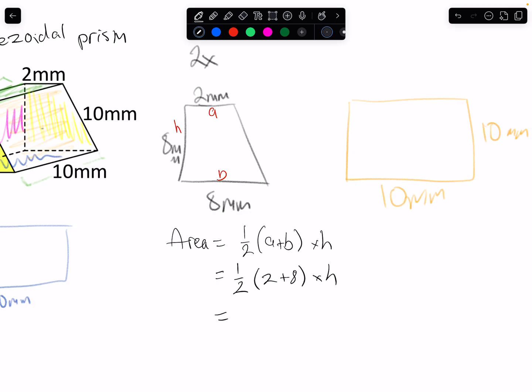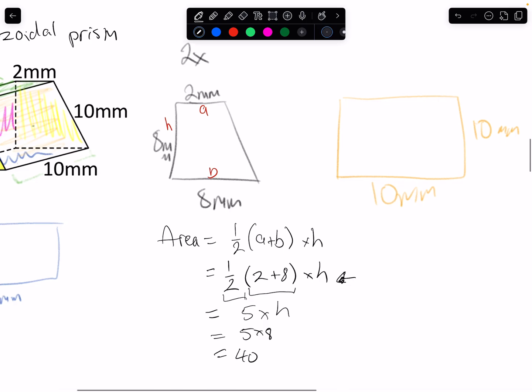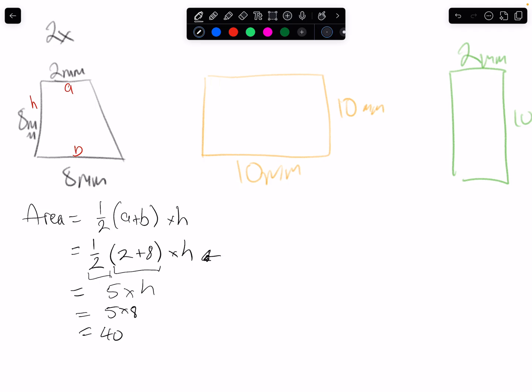So half of 2 plus 8. So the way that you do that is you do the brackets first. 2 plus 8 is 10. Half of 10 is 5. So 5 times H. Oh, and sorry, this height here is 8. So it's 5 times 8, which is 40. Now, if you wanted, you could have put the 8 in here straight away. Okay, so it could have been half outside of 2 plus 8 times 8. I just put it in a little bit late. Anyway, we found that. So it's 40 millimeters squared.